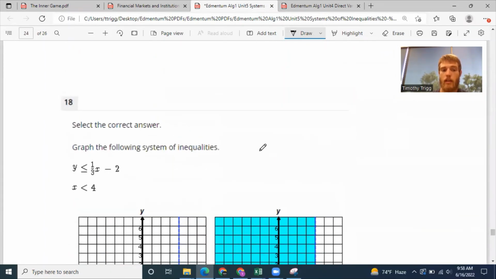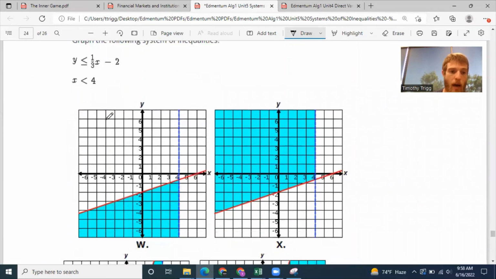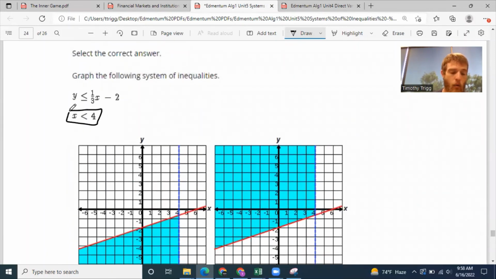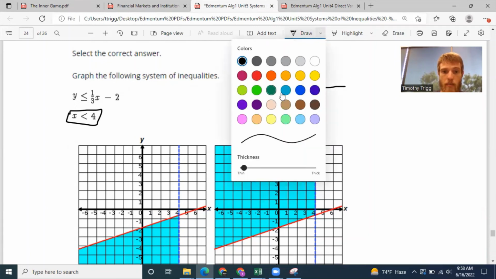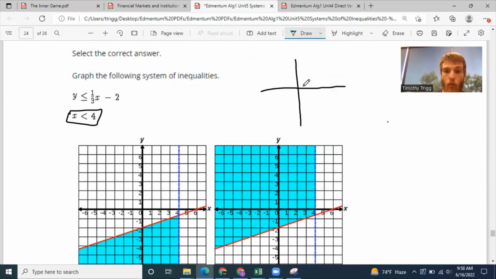This one's very similar to the last one. One thing to keep in mind is that for this bottom inequality, it says x is less than 4. So what would that look like? Well, remember when we have x equals a number, that's a vertical line. So I know this one's going to be a vertical line at 4 on the x-axis: 2, 3, 4. And it's going to be a dashed line because it has the strictly less than. It doesn't have the or equal to. And it says x is less than 4, so that's going to be shaded to the left here.